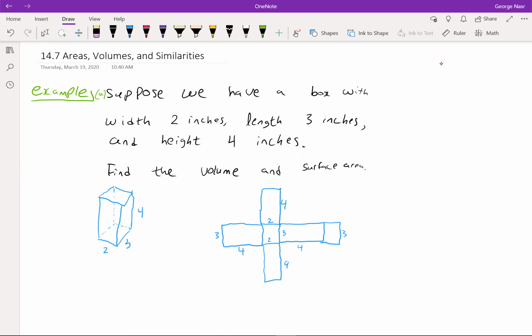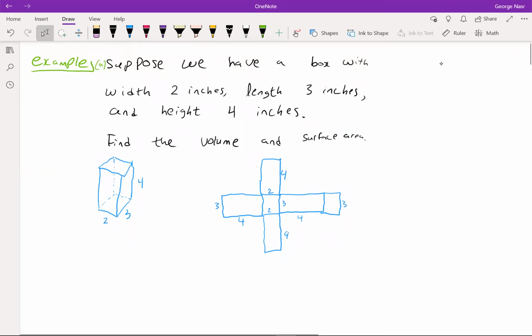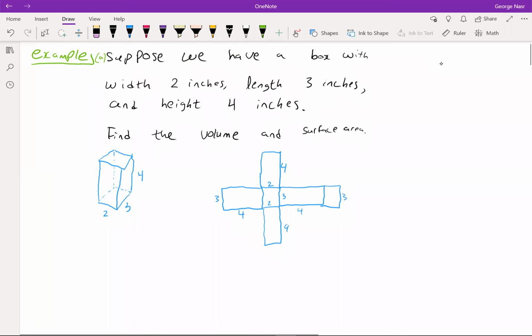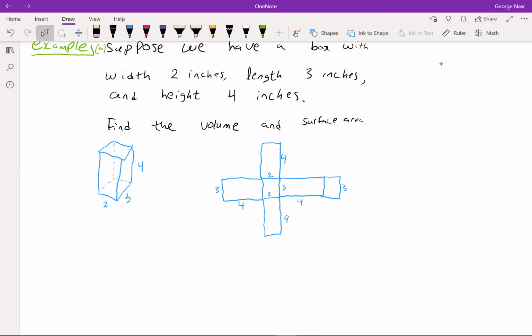And I'm going to start with this motivating example. Suppose we have a box with a width of 2 inches, length 3 inches, and height 4 inches. In other words, we've got this rectangular prism, and I want to find the volume and the surface area. So I've drawn the net for this same shape. You can see this is the left face here. This is the front.